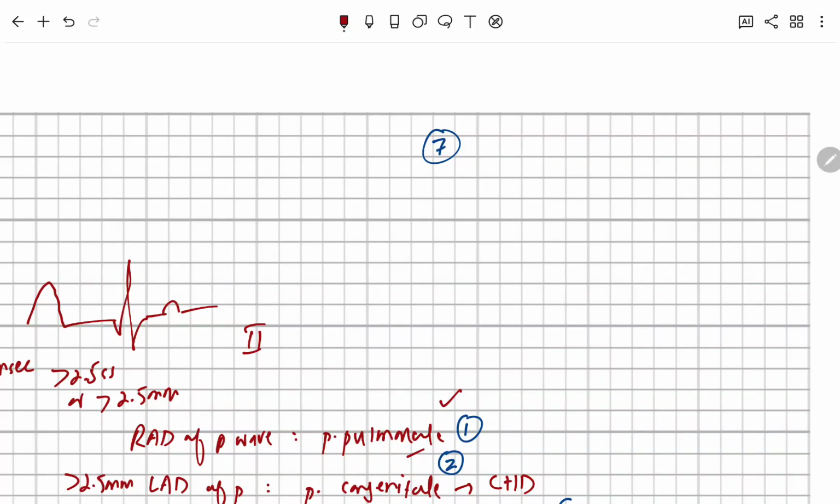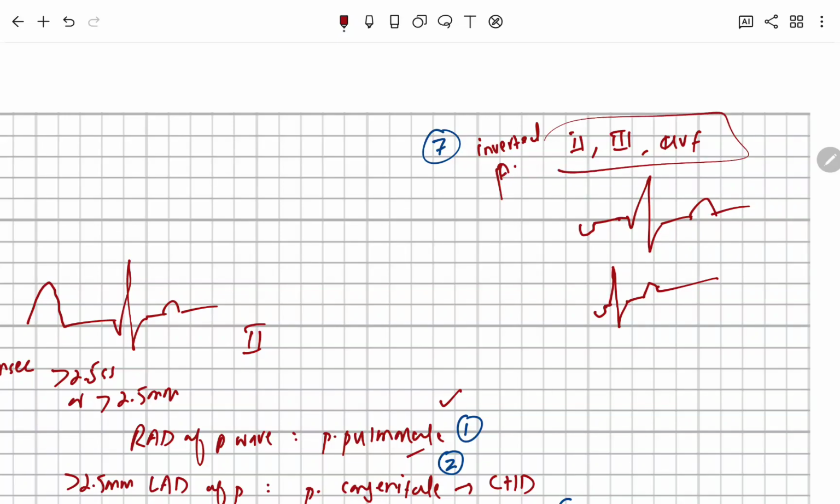If we find an inverted P wave in leads 2, 3 and aVF, just like that, the next thing we need to do is to check the PR interval. This is the inverted P wave. Let me draw another inverted P wave. It's like that. So if we find inverted P waves in the inferior leads, 2, 3 and aVF, we need to check the PR interval.